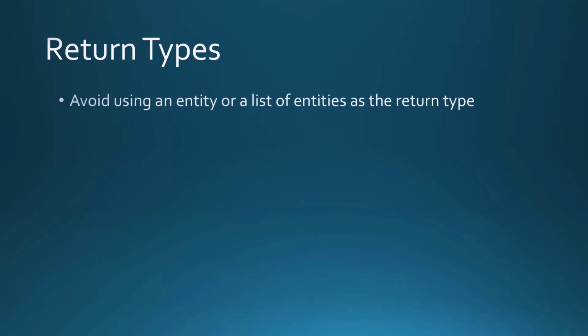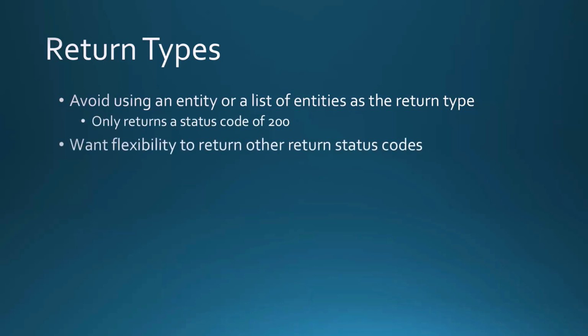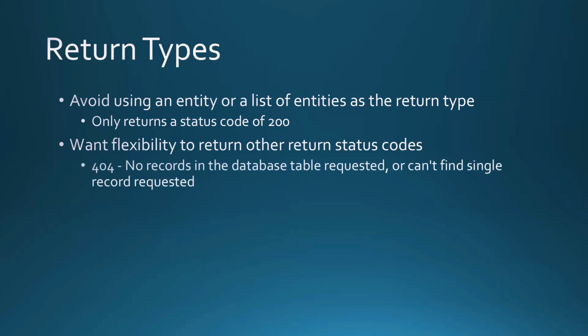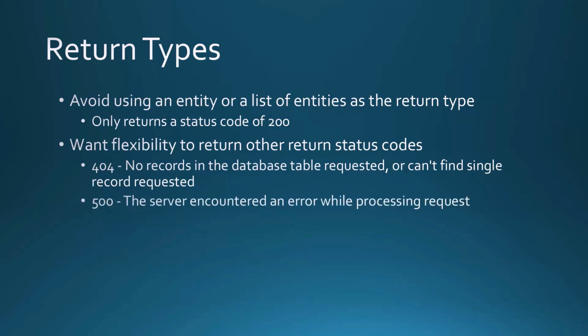The return types from each of those action methods has been basically just a C# type. But we really want to avoid using an entity or a list of entities as the return type because those only return a status code of 200 or a 204 if it doesn't find the data. We want flexibility to return other status codes that are more appropriate for calling web APIs. For example, 404, if there's no records in the database table or you can't find the single record requested, we really want to send that back. Or a 500, if our server encountered an error while trying to process the request, that would be another thing that we would want to send back, if the database server's offline or something like that.